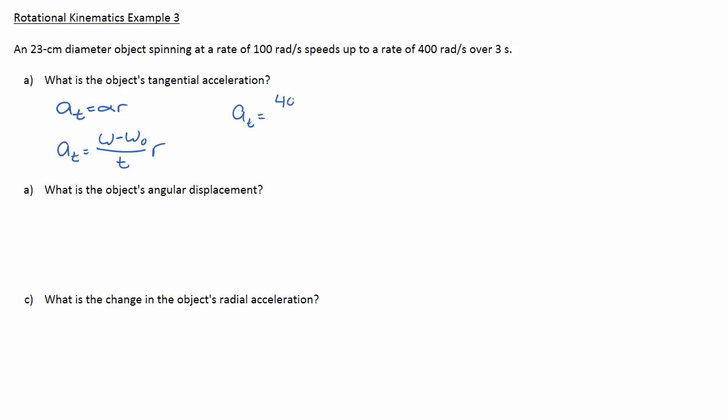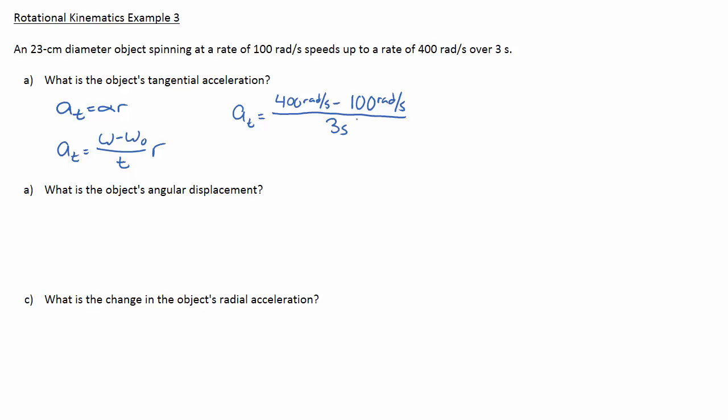I know that my final angular velocity is 400 radians per second. My initial angular velocity is 100 radians per second. I know that it's accelerating over a course of 3 seconds. This equation right here will just give us the angular acceleration. Then you take that, multiply by r, and that's how you're going to find your tangential acceleration.